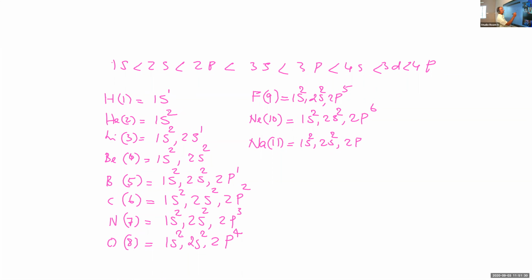Suddenly, if it is 1s, 2s, 3s, 4s, 5s, 6s, 7s, whichever s it is, what is the number of orbitals possible? Just one orbital, and it is spherical.